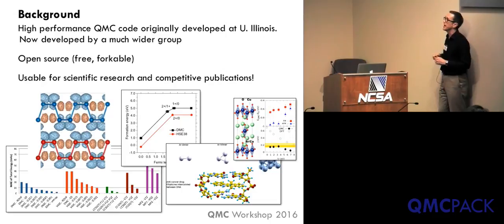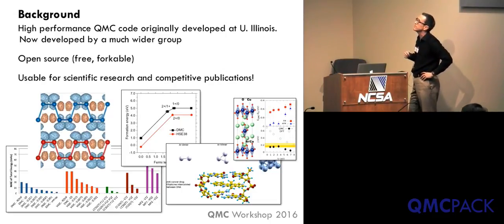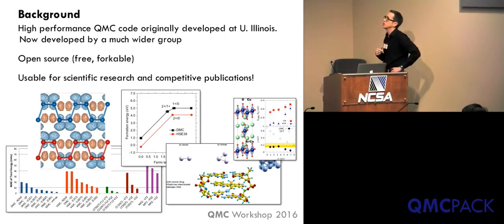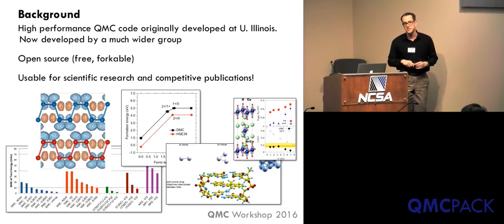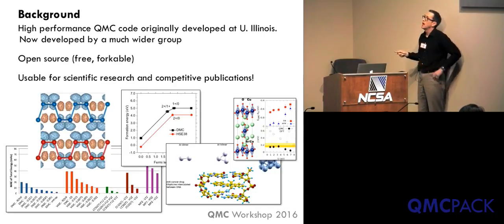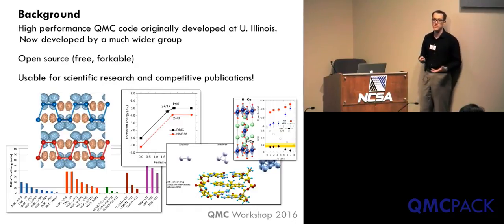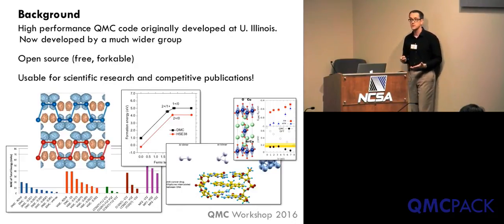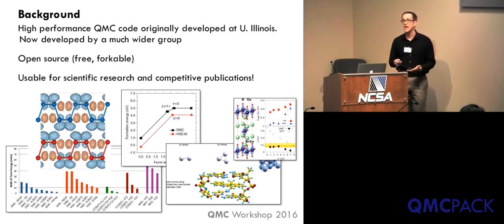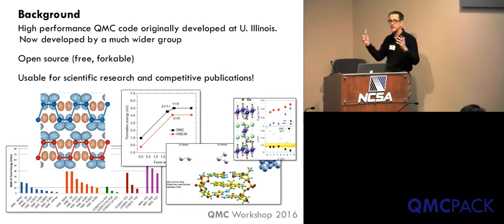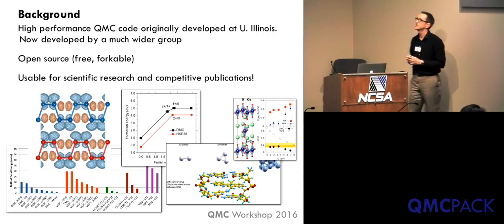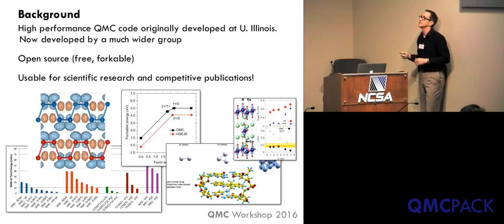What about QMCPACK? Well, the history is that it's a high-performance QMC code, and it was originally developed at University of Illinois, later a bit at Oak Ridge, and now by a much wider group. Those are the organizers of this workshop that you see listed. I think most importantly for a science research code, it is open source. It means you can get the source for free, and of course it's forkable, so you can go off and do your own branch if you like. There's no obligation to contribute back. We'd appreciate it, of course, but you can do what you like with it. So it's a BSD type license.